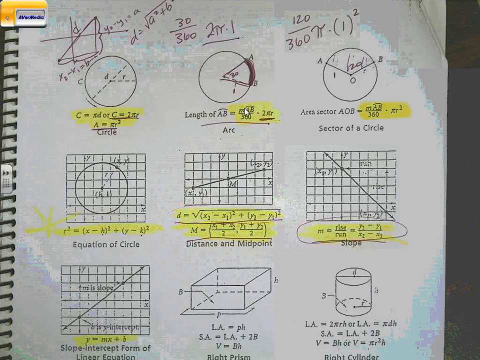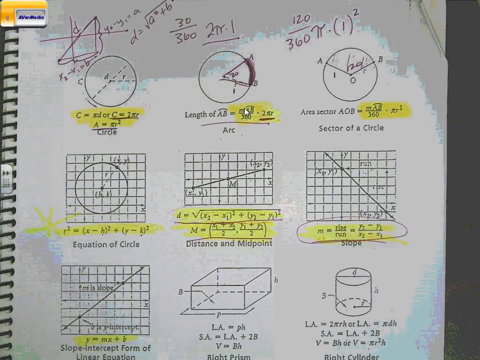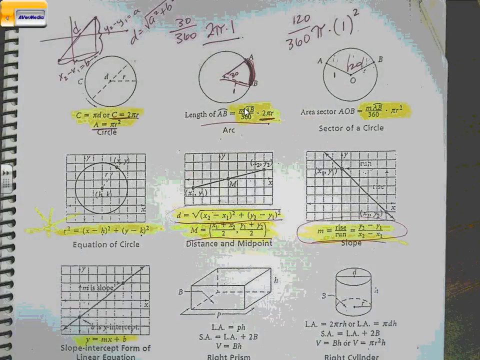You add it up and divide by 2? That's the middle, right? So the midpoint: you add the x's up and divide by 2, it gives you the middle x. You add the y's up and divide by 2, that gives you the middle y. That's the formula. That makes sense?